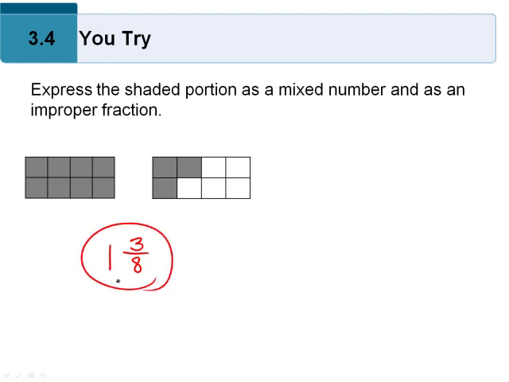Now, for the improper fraction, remember the denominator stays the same. It's cut into eighths. We go back and count how many are shaded. 1, 2, 3, 4, 5, 6, 7, 8, 9, 10, 11. So our improper fraction is 11/8.